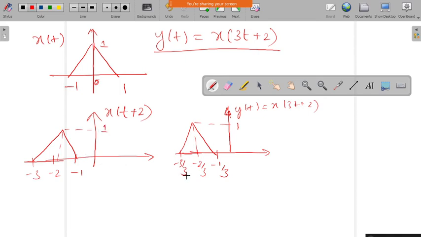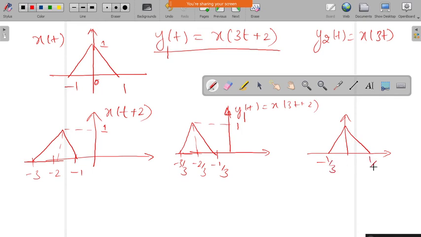Okay. So it will exist between minus 1 to minus 1 by 3. Now, only if I take something like this one, y1 of t. So now we have to find out y1 of t. Now y2 of t, I will just take x of 3t. So find out y2 of t, which is x of 3t. Whatever x of t is there, just divide it by 1 by 3. That is minus 1 by 3 and plus 1 by 3. So this is y2 of t, which is nothing but x of 3t.